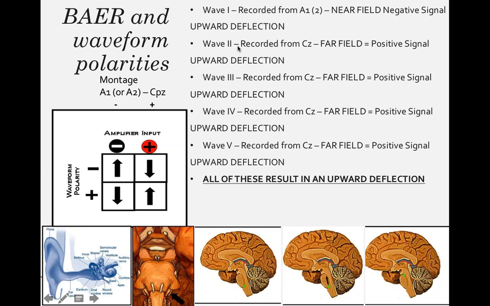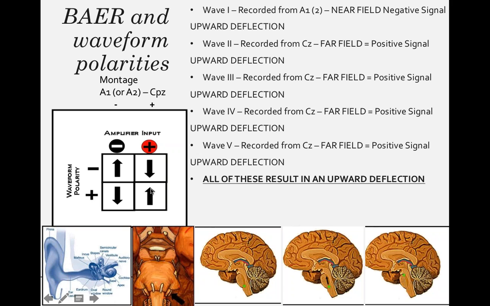Now, wave 2. Wave 2 is in the middle, in the brainstem. So that signal radiates out. It's going to be a far field signal, and we're going to pick up that far field signal with our CPZ electrode. So we're going to have a positive far field signal coming into our positive reference electrode, and that's going to create an upward deflection.